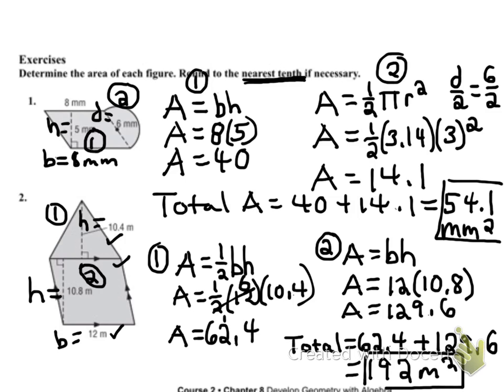Okay, so once again, we looked at our figures. We decomposed them into two parts. We found the area of the shapes, and then we added them together. That concludes our video on composite figures.